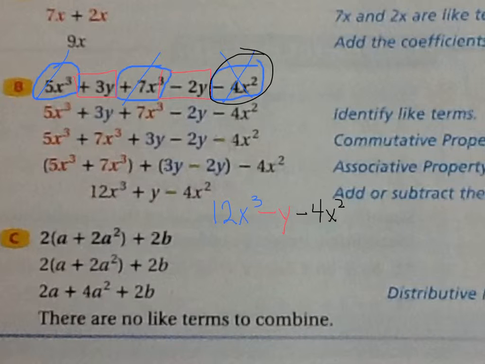So when I'm done, that expression that had 5 terms now has been simplified to how many terms? 3. Okay, look at the next one. We have 2 parentheses, a plus 2a squared plus 2b. Something happens as soon as you get things in the parentheses. Do you remember the distributive property? We need to distribute the 2 into the parentheses. So you say, what is 2 times a? Just 2a, right?